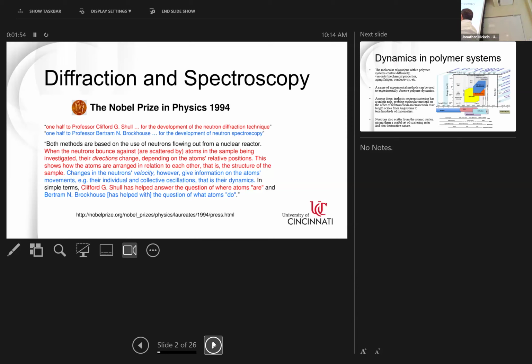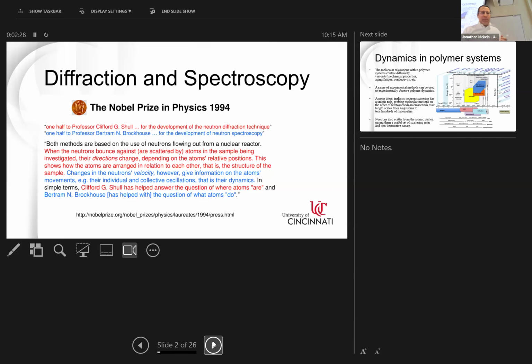When neutrons bounce against or are scattered by atoms in the sample being investigated, their directions change depending on the atoms' relative positions. This shows how the atoms are arranged in relation to each other. That is the structure of the sample. Changes in the neutron velocity, however, give us information about the atoms' movements, for example their individual or collective oscillations. That is the dynamics. And so there are two different flavors of neutron scattering that are recognized here.